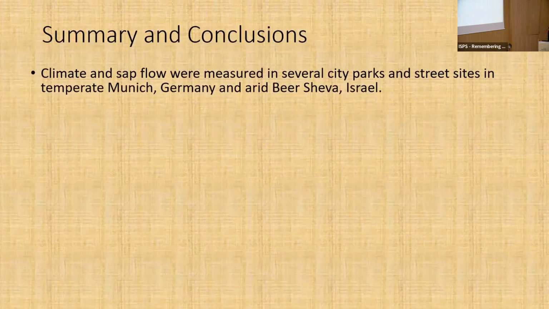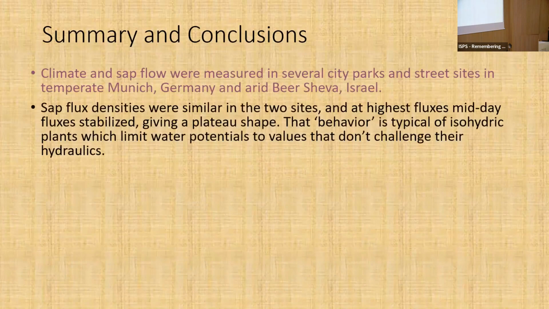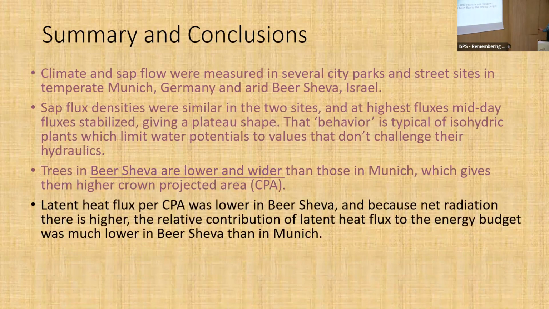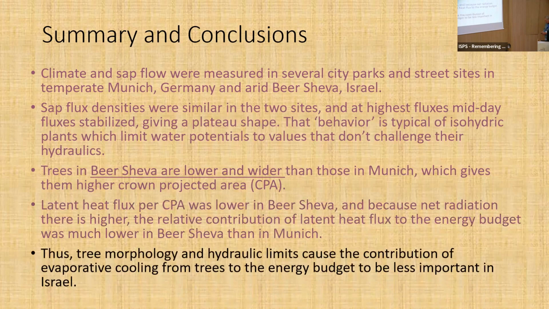So my summary and conclusions. We measured the canopy sap flow, and we had similar sap flux densities. The trees in Beersheba were lower and wider in morphology, and the bottom line takeaway is that latent heat flux per canopy area was lower in Beersheba, because the net radiation is higher and the relative contribution was less in Beersheba than in Munich. So this has implications for urban climate and for the trees that we're planting in the urban climate.